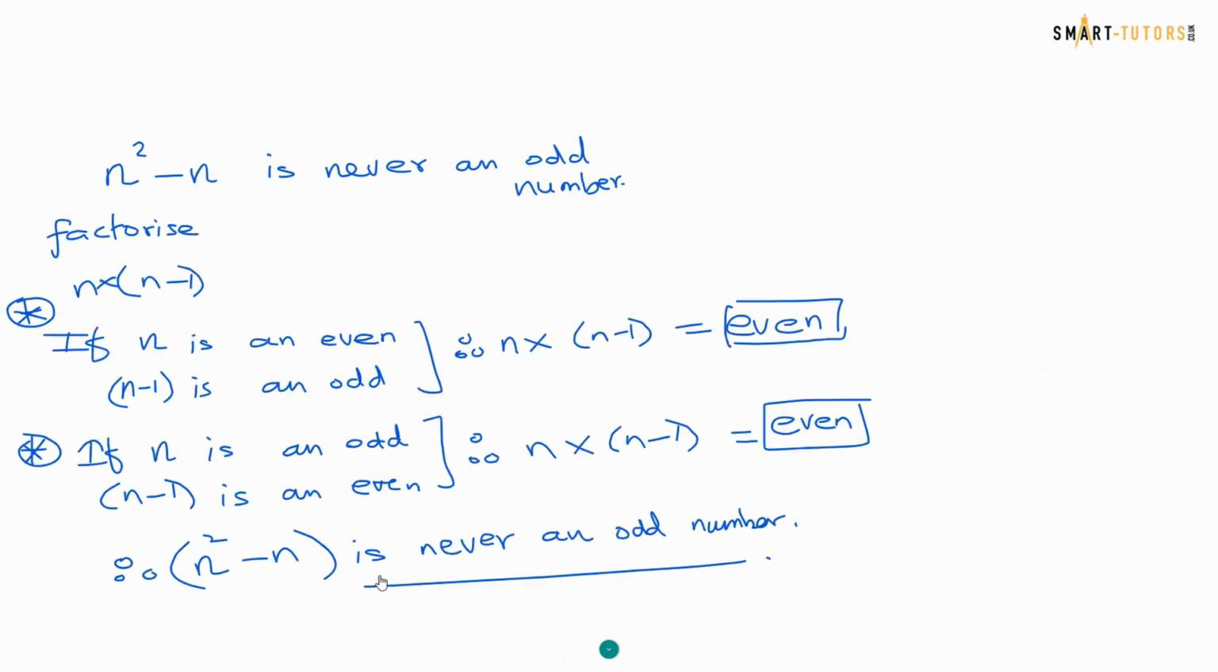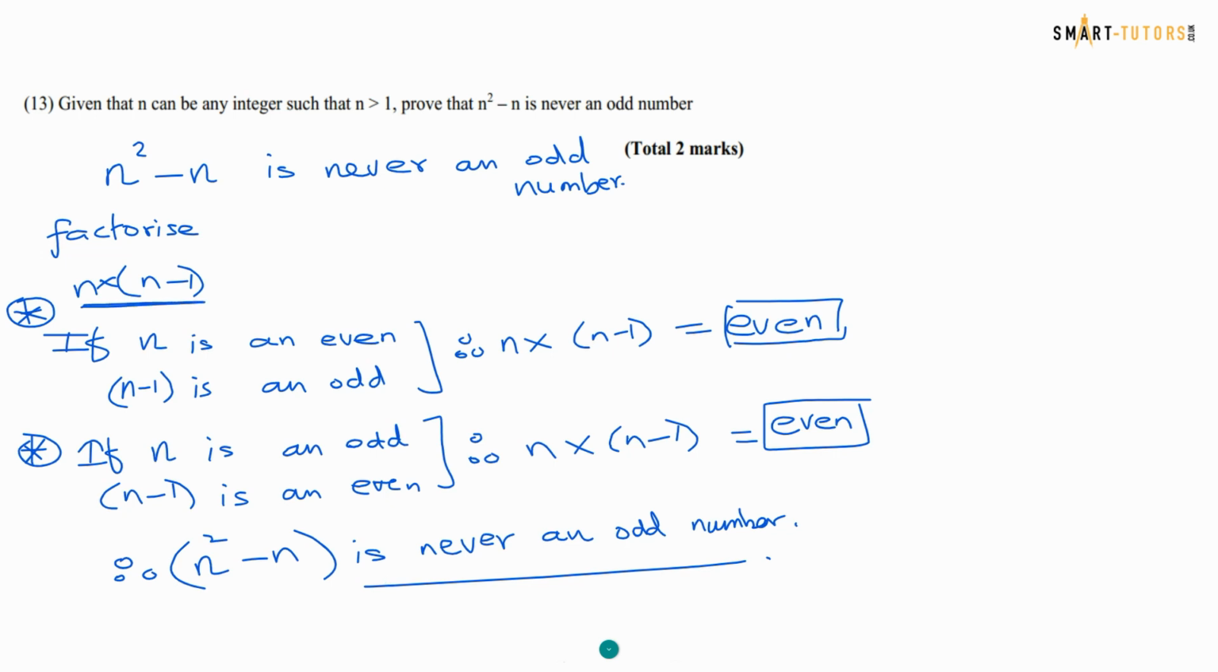Question number 13. Given that n can be any integer such that n is greater than 1, prove n squared minus n is never an odd number. So you have to prove n squared minus n can't be an odd number. So factorize n squared minus n: n times n minus 1. n and n minus 1 are next to each other, meaning they are consecutive numbers.